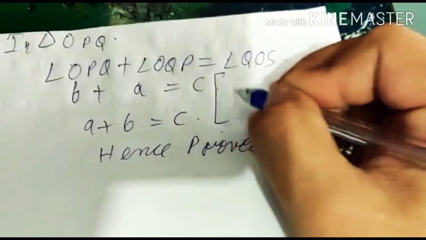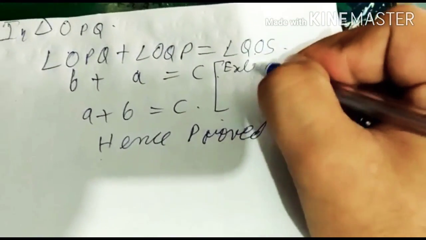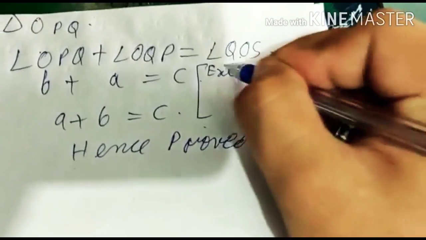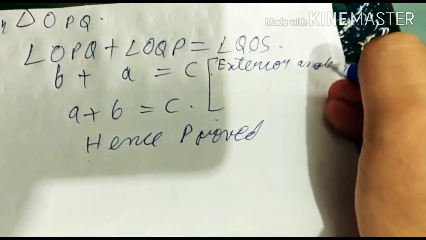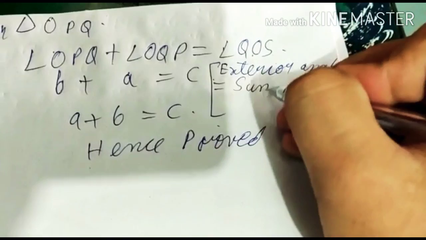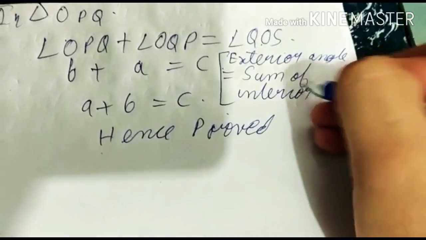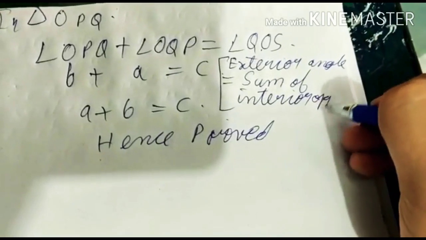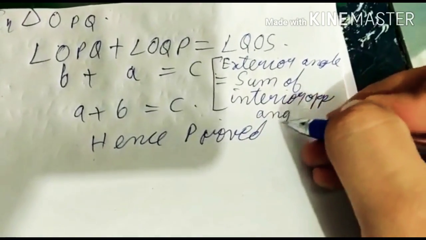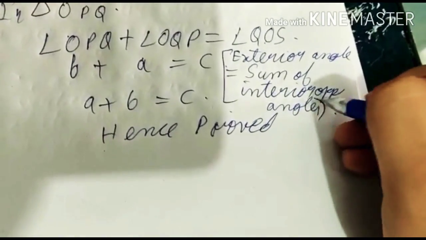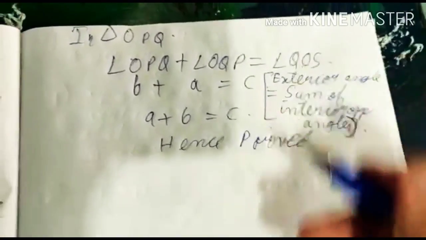Okay, so how have we written this? I wrote this because the exterior angle is equal to the sum of the interior opposite angles. So we have got this and we have proved this.